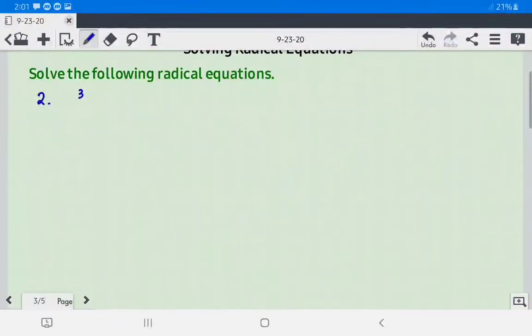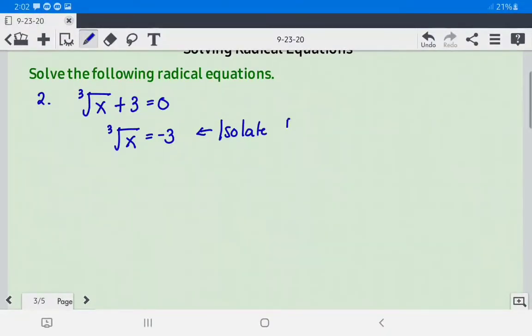Next, number 2. Let's say we have the cube root of x plus 3 equals 0. Our first step here is to isolate the radical term. So we make use of the subtraction property of equality. Subtract 3 on both sides of the equation, or simply transpose 3 to the right side of the equation. Just don't forget to change the sign from positive 3 to negative 3. So we have the cube root of x equals negative 3.